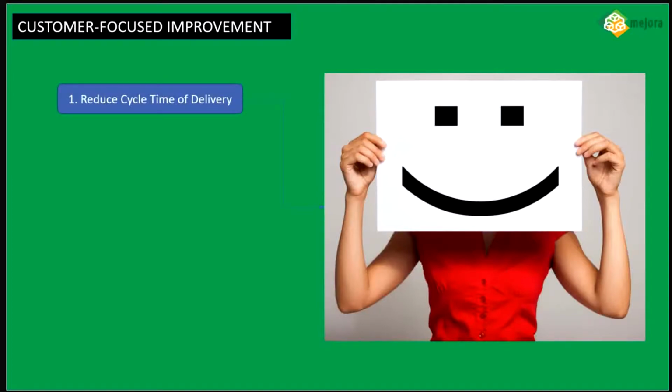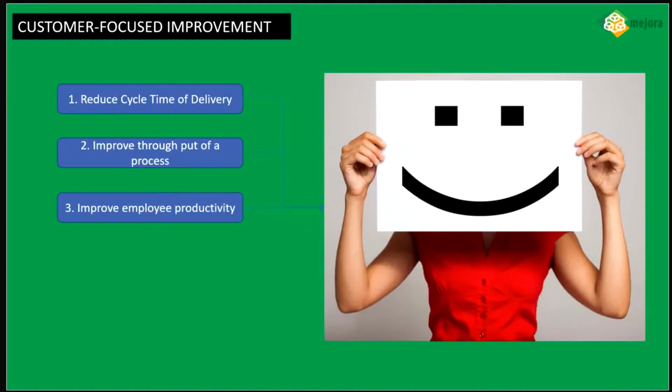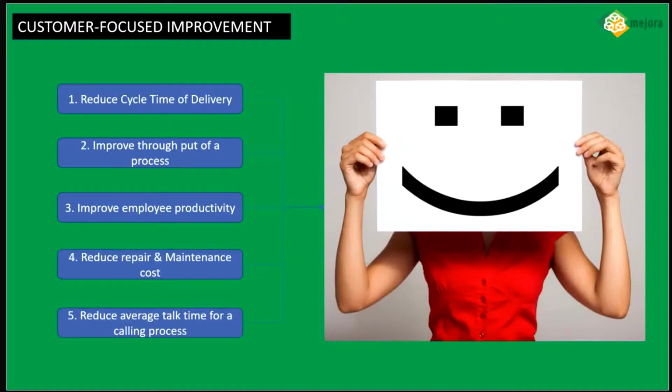Suppose you are working in an organization where they're trying to improve the cycle time of delivery. Or the second project can be trying to improve the throughput of a process, that is the overall output we get from a process. They're also trying to improve employee productivity in certain departments. Then they're trying to reduce repair and maintenance cost, and last but not the least, reduce the average talk time for a calling process, for a telecalling voice process.